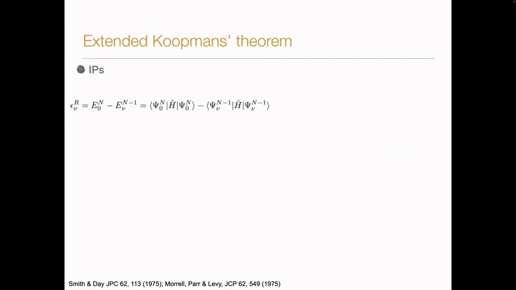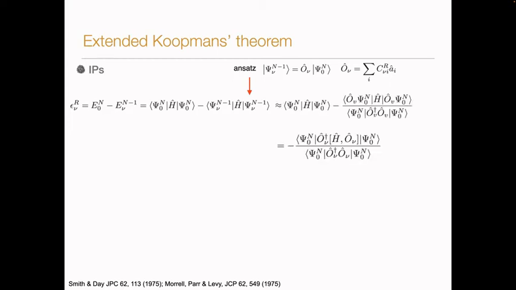Okay, so here is the definition of the removal energy, as total energy differences. So far everything is exact. And then in the EKT, we make an ansatz for the many-body wave function of the n-1 electron system. It's some linear combination of destruction operators acting on the ground state wave function of the n-electron system. If you introduce this ansatz, you can do some manipulation and arrive at this expression in terms of this commutator.